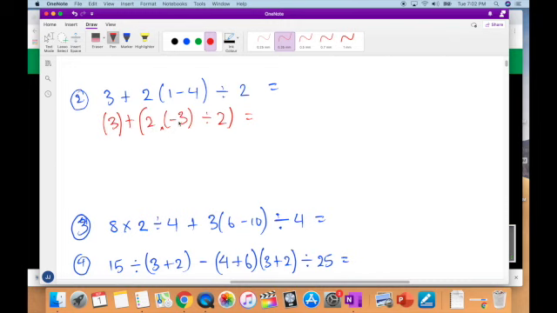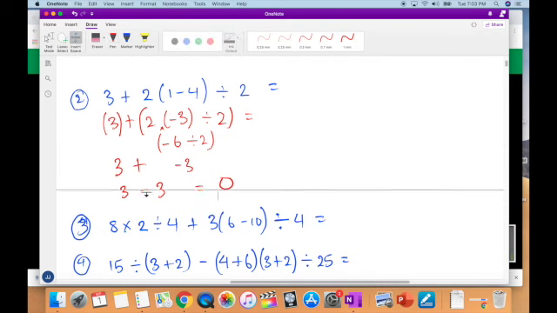So I could go 2 times negative 3 will give me negative 6, divided by 2, and that will give me negative 3. And I have a 3 here. So 3 plus negative 3 is the same as 3 minus 3, which is 0. Did you guys get 0 for that one?